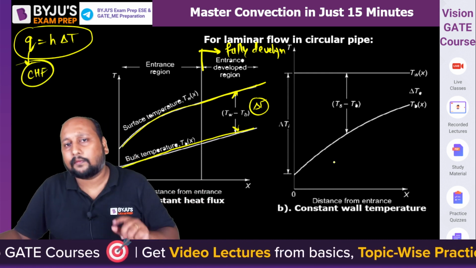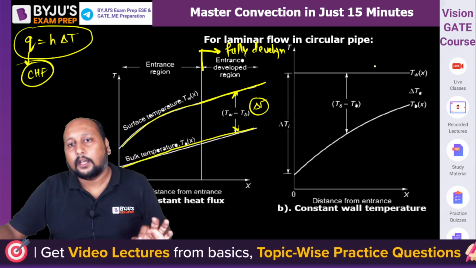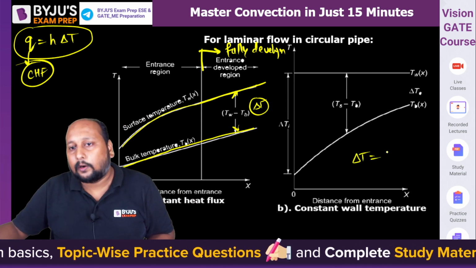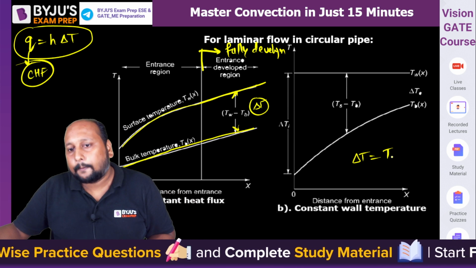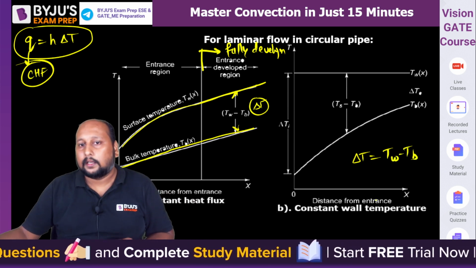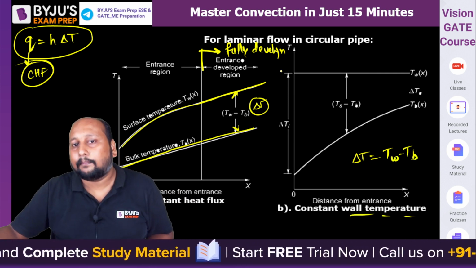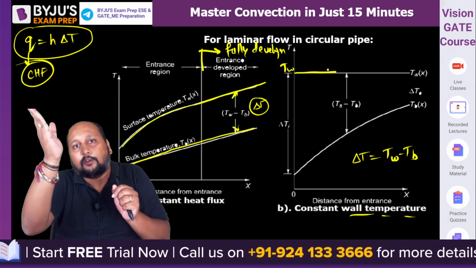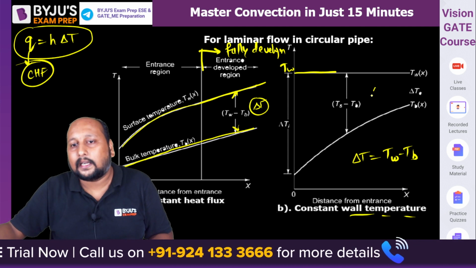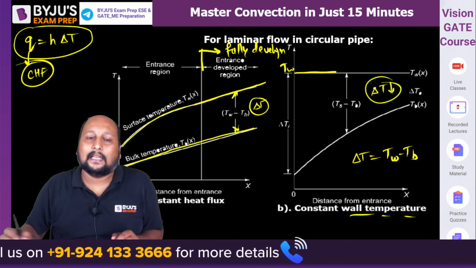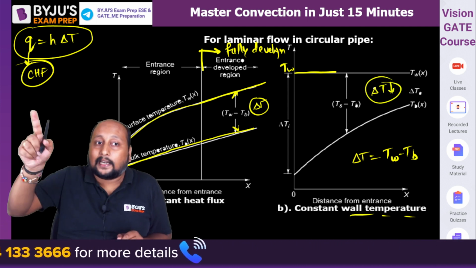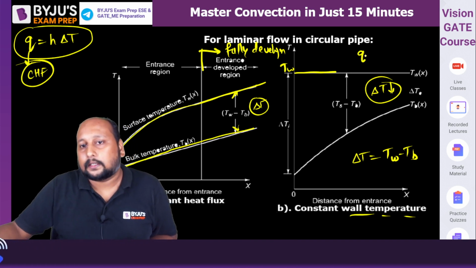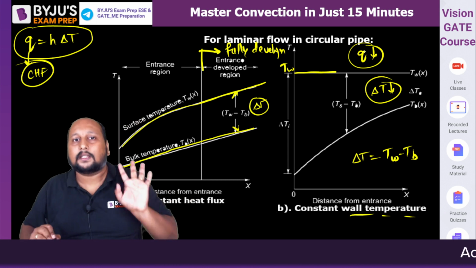In the second condition, the wall temperature is constant. So can we say the temperature difference will be gradually decreasing, because delta T is equal to Tw minus Tb, right? We are having constant wall temperature. The temperature of the wall will be stagnant, and the bulk mean temperature of the fluid will be gradually increasing. That means your delta T will be gradually decreasing, which means your Q will be gradually decreasing, because h is always constant.